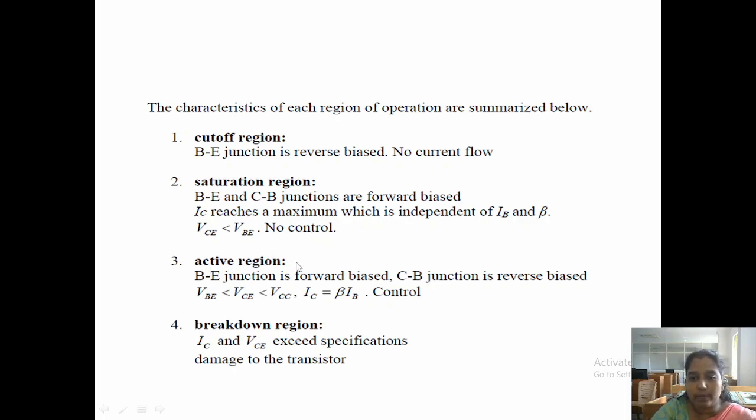Next is the active region. In the active region, the base-emitter junction is forward biased and the collector-base junction is reverse biased, so that the base-emitter voltage is less than the collector-emitter voltage, which is again less than the supply voltage VCC. Now the collector current is equal to beta times IB, where IB is the base current. The next region we call the breakdown region. Here the collector current and collector-emitter voltage exceed some specification, and if we increase the supply after this, the transistor or the device gets damaged.